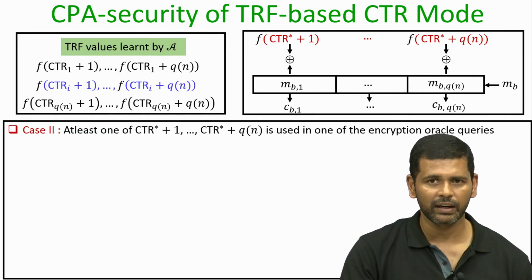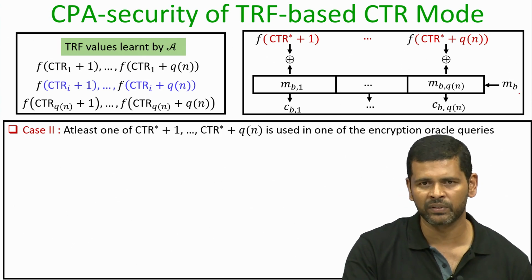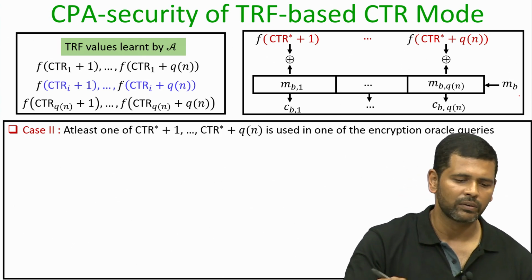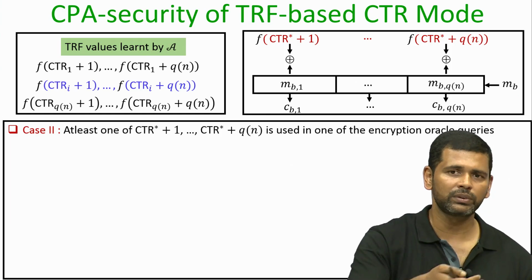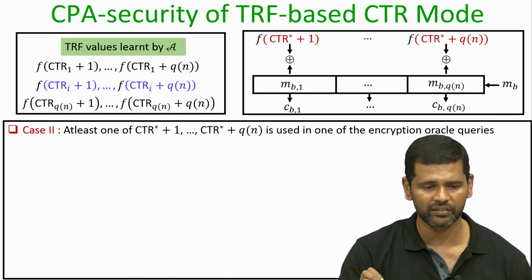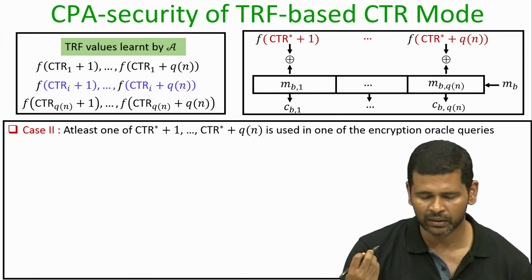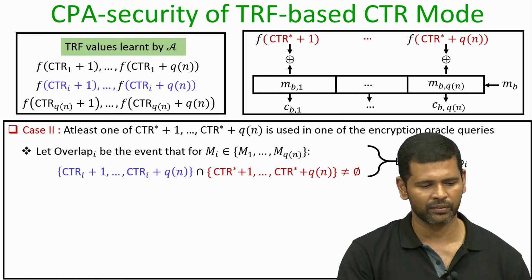Now, let us take the second case, when at least one of the counter values which has been used to encrypt any of the blocks of the message MB has been repeated, or has been used to answer any of the adversary's encryption oracle queries, right. That is the second case, and we will now analyze what is the probability that the adversary can win the CPA game in this case.